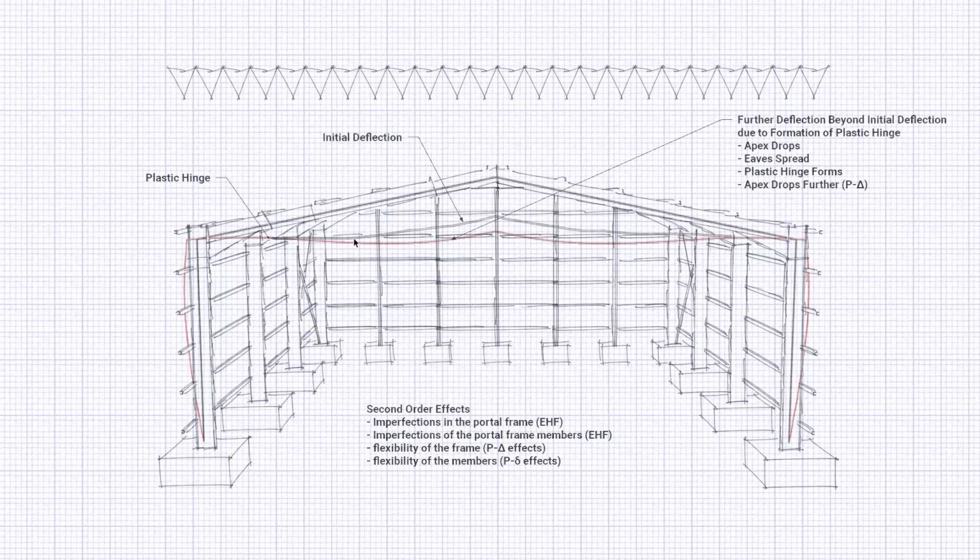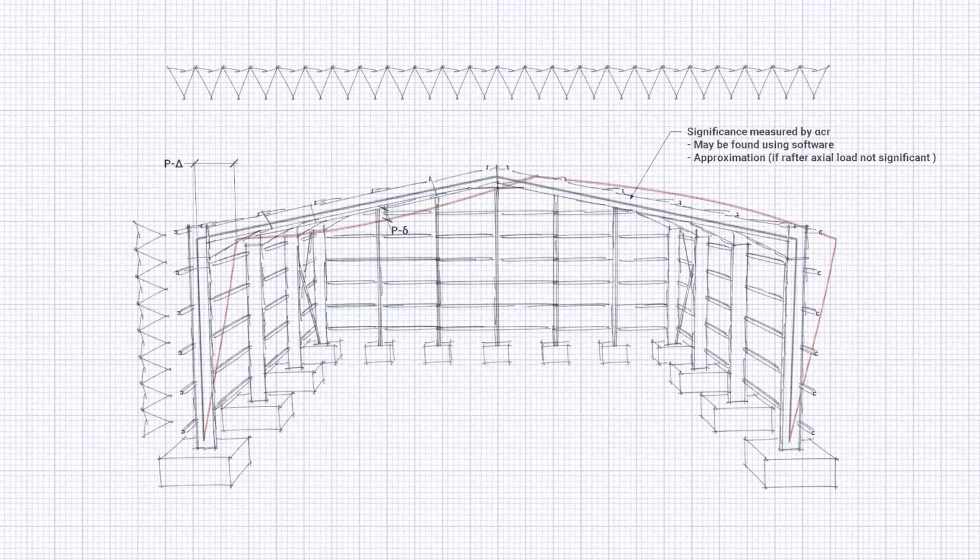The second order deflection is due to the loads changing the initial geometry and therefore the forces within the member. So the process in a typical vertically loaded frame is that the apex drops, we get a plastic hinge forming, and the eave spreading, and then the apex drops further by a small distance, and that's the change. That's our second order effect. So going on to our horizontal deflection slide.